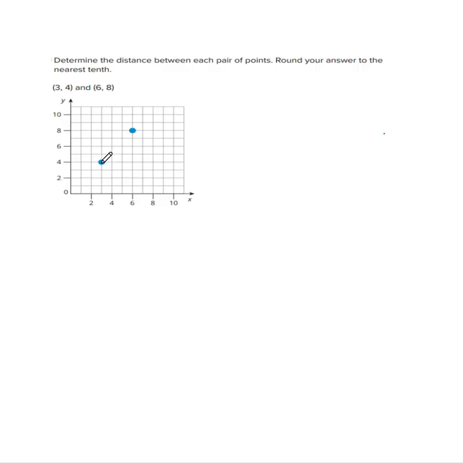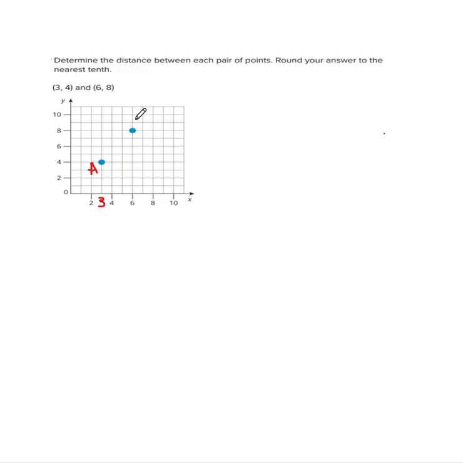This is point number 1 right here, which I'm going to call this point A. So let's just label that point A for simplicity. And the coordinate of this point A is 3, 4. Here, 3 on the x-axis to 4 on the y-axis.